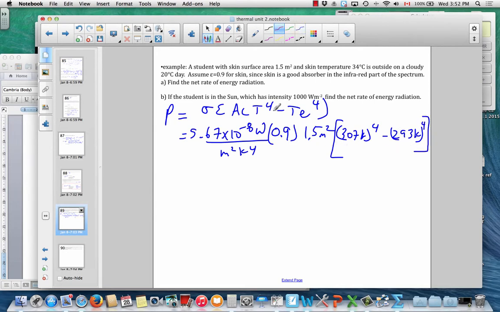So we see dimensionally, meters squared cancels. There's Kelvin to the fourth here in both of those terms, it's going to cancel. And we end up with the radiant power in watts. The answer is 115.8. So that's the loss to the environment.